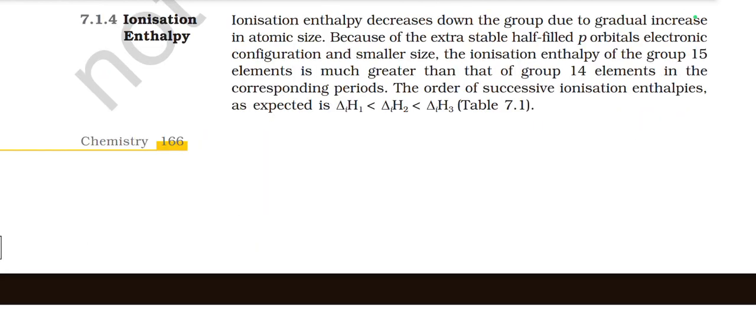Ionization enthalpy. Ionization enthalpy decreases down the group due to the gradual increase in atomic size. Because of the extra stable half-filled p orbitals electronic configuration and smaller size, the ionization enthalpy of group 15 elements is much greater than that of group 14 elements in the corresponding periods. The order of successive ionization enthalpy are shown.